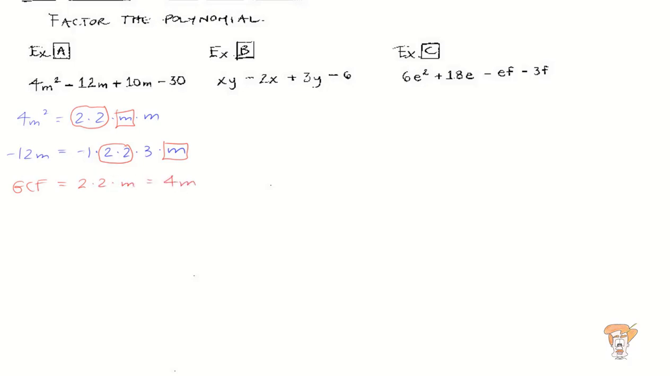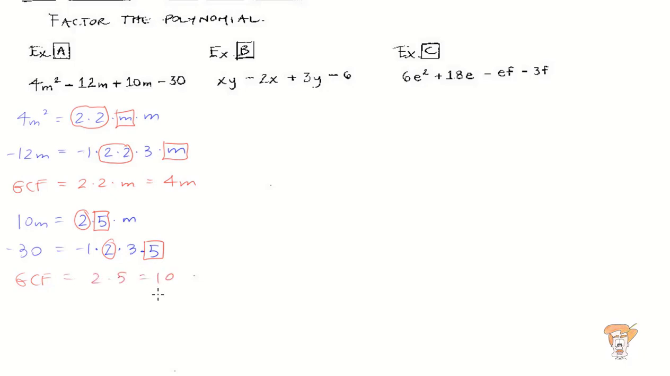Let's look at the factors of the monomial 10m. The factors of the monomial 10m are 2 times 5 times m, and the factors of minus 30 are minus 1 times 2 times 3 times 5. Let's identify the common factors. We have a common factor of 2, and we also have a common factor of 5. Therefore, the greatest common factor between those two monomials is 2 times 5, or 10.